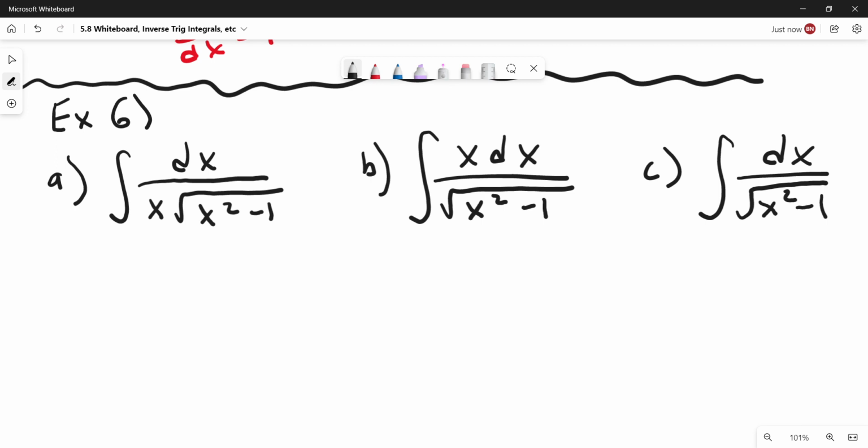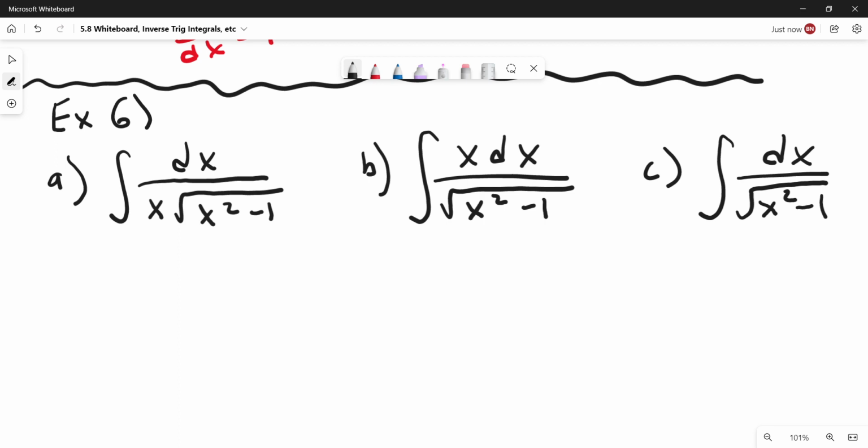So notice these three integrals look very, very close to one another, right? They all have the square root of x squared minus 1 in the denominator. It's just that what happens with the extra x, or is there an extra x? So in A, there's an extra x in the denominator. In B, there's an extra x in the numerator. In C, there is no extra x. So again, you have to think through the possibilities, right? And just by glancing at something, you're not going to know immediately what to do.